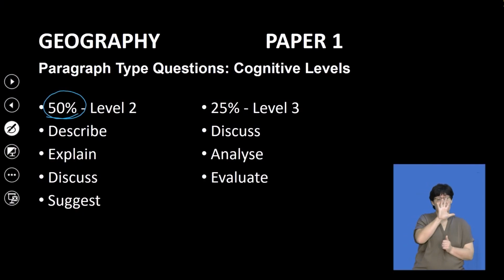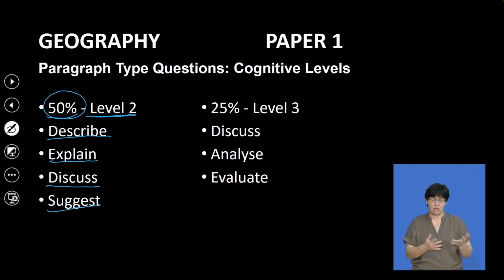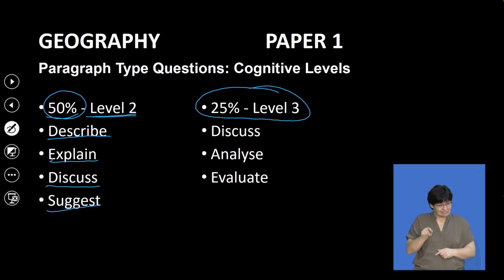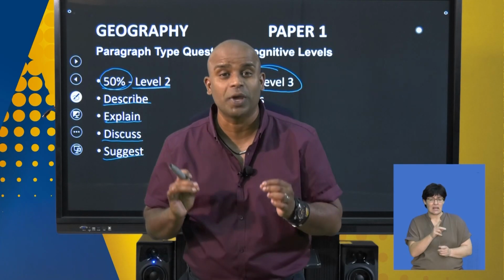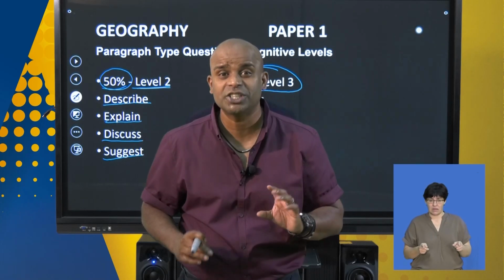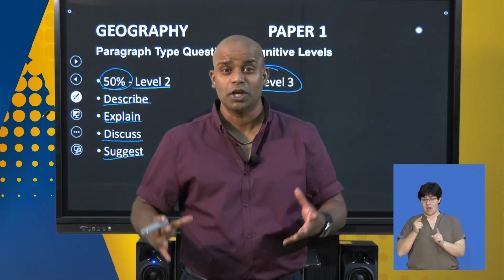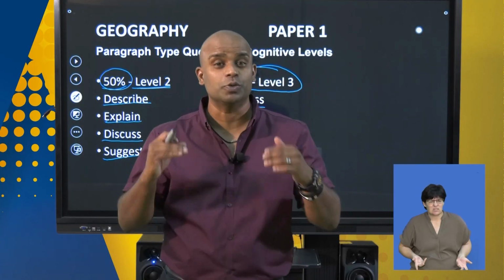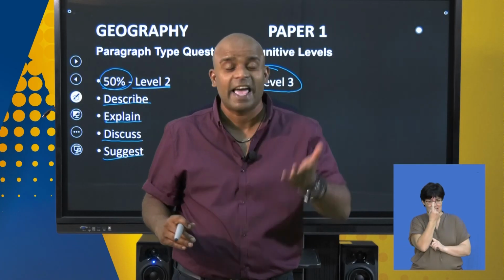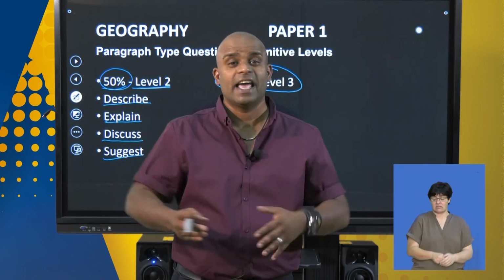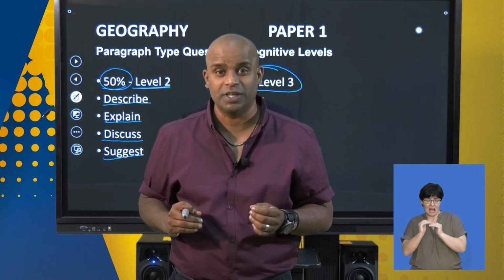50% of the geography examination is pitched at a level 2 verb, which means that you will get verbs like describe, explain, discuss, and suggest. Also consider that 25% of the examination is on verbs like discuss, analyze, and evaluate. You will note that discuss is located in both a middle order question as well as a high order question. What does this mean? As we go into detail on different paragraphs, then you will be able to understand what it means to discuss at an application level and discuss various different aspects at a high order level.